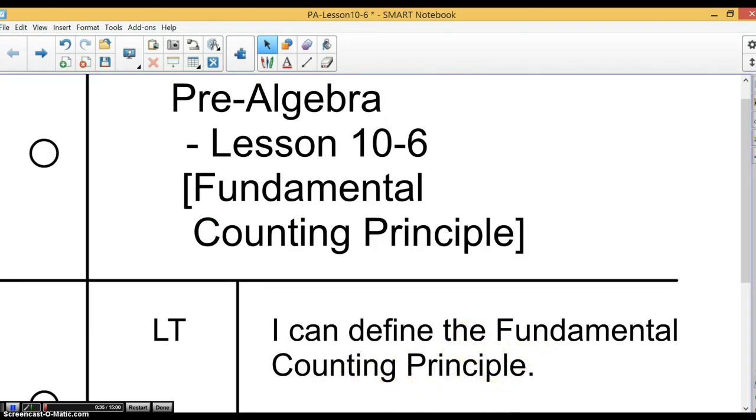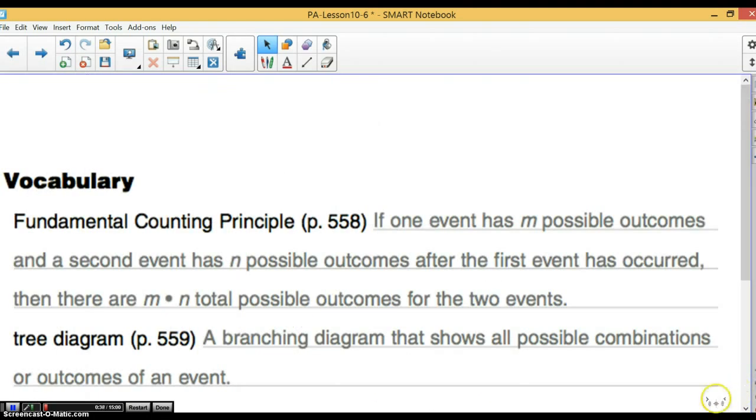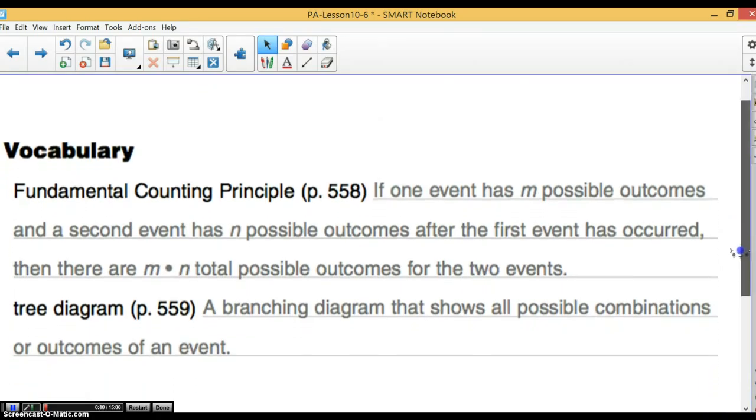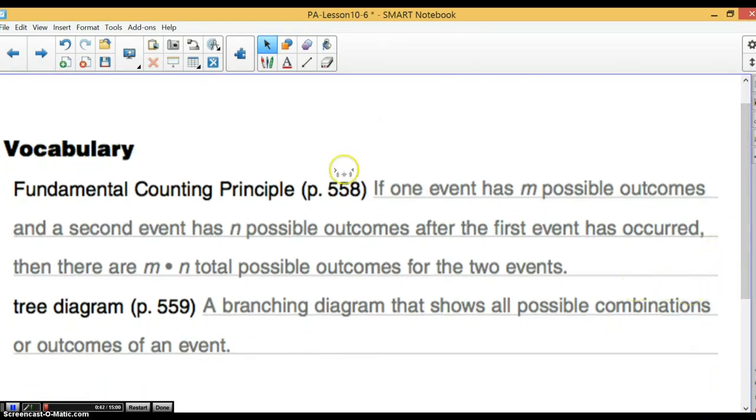And we have a couple definitions. So our definitions today are fundamental counting principle, and this is on page 558 of your textbook. If one event has m possible outcomes and a second event has n possible outcomes after the first event has occurred, there are m times n possible outcomes for the two events. That is a big mouthful.